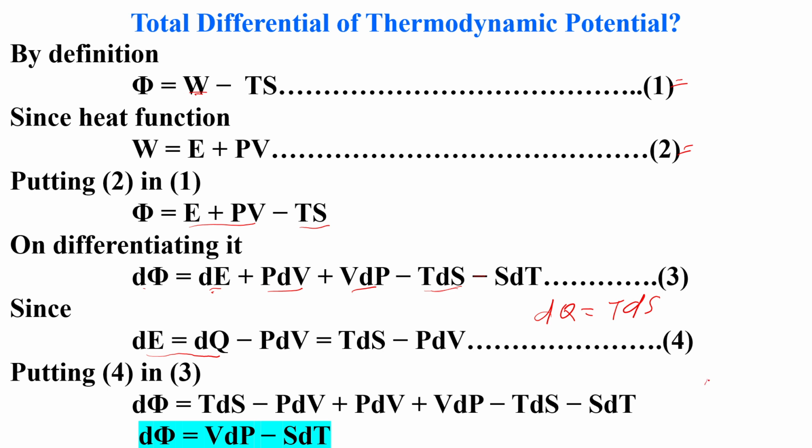So we can simplify these terms on the right hand side. TdS plus and TdS minus, they will cancel out, and PdV minus and PdV plus, they will also cancel out. So we are left only with two terms. First is VdP and second is minus SdT. So d phi is equal to VdP minus SdT. This is the total differential of thermodynamic potential.